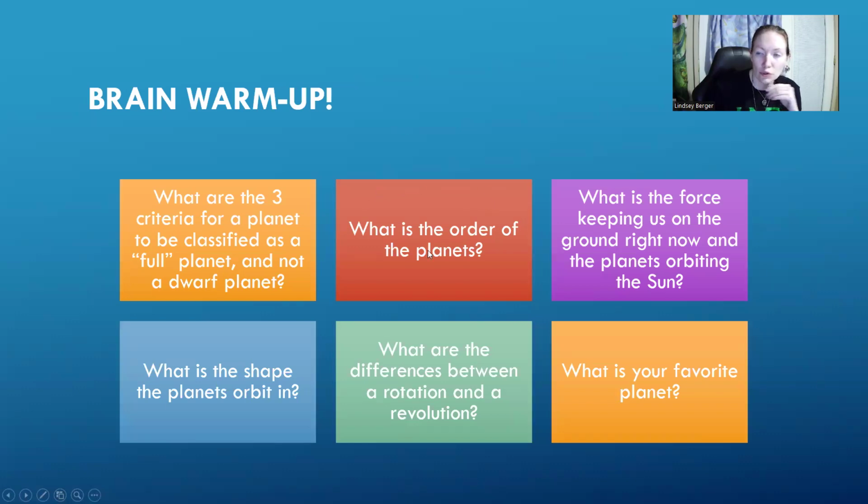Remember, you do need to know the order of the planets. This should be common knowledge for most human beings. Okay, remember there are 8 planets. Know their order from closest to furthest from the sun. Make sure you remember what the 3 criteria are for a planet to be a full planet like Earth or Mars, and not a dwarf planet like Ceres or Eris or Haumea or Pluto. Okay, remember there is a very clear distinction there.